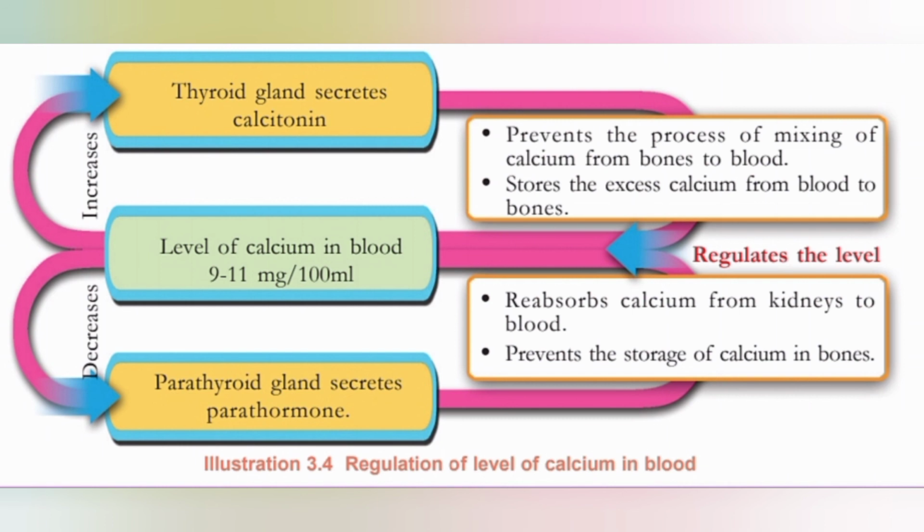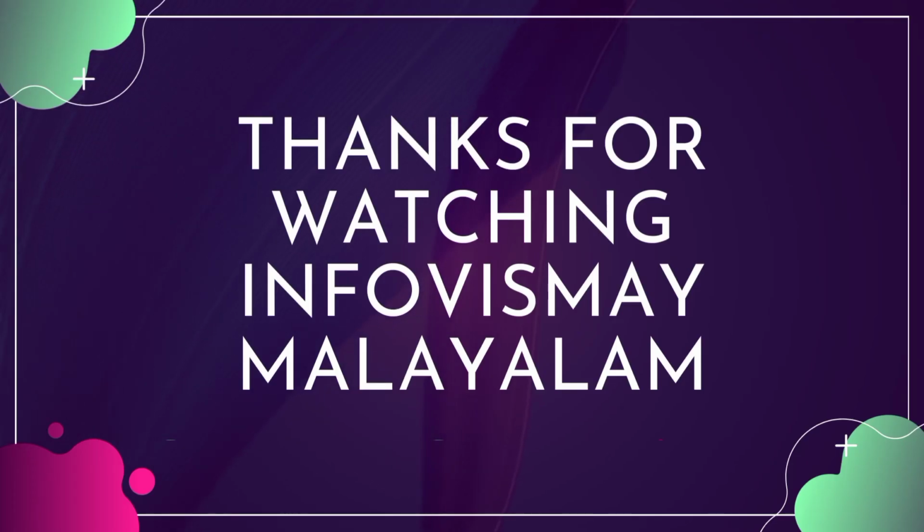Then what happens if the level of calcium in blood decreases below the normal range? The parathyroid gland secretes parathormone. The hormone parathormone, secreted by the parathyroid gland, reabsorbs calcium from the kidney to blood. As a result, the level of calcium in the blood increases. Also, it prevents the storage of calcium in bones. If there is storage of calcium in bones, there is not sufficient calcium in the blood. So, it prevents the storage of calcium in bones. You got a clear idea about the thyroid gland.